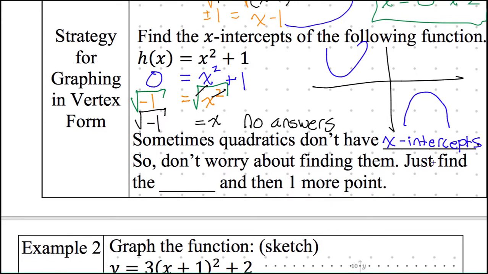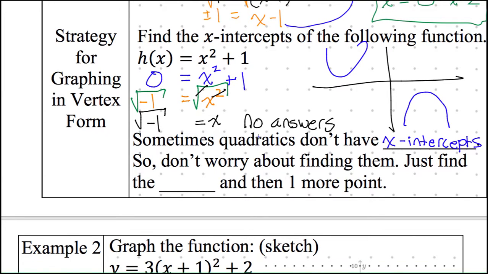So what we're going to find is one thing. You're always going to find this one thing and then one random point. What is the thing that we always find for any graphing of a quadratic? It starts with a V. Vertex.